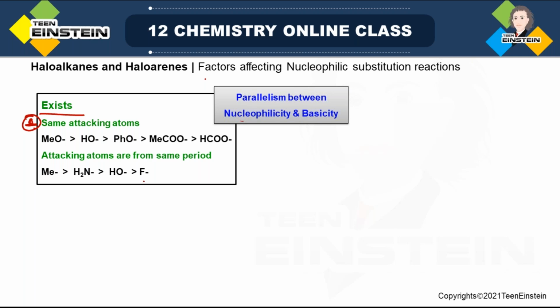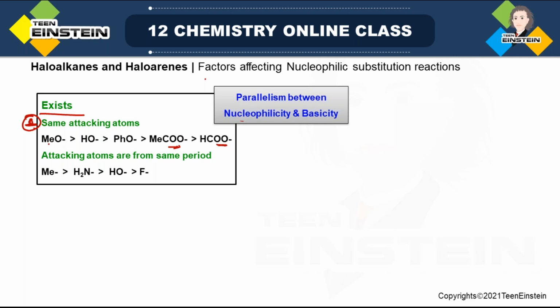So the order that you are seeing here, first methoxy, its nucleophilicity is maximum, then HO minus, then phenoxide, and then acetate. This is acetate ion basically. This is formate ion. So this is the order of nucleophilicity, and this is also the order of basicity. Fine. Now here, how you will understand that it is the basicity order.